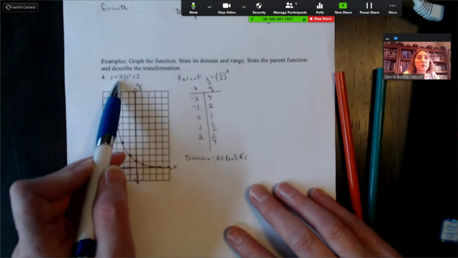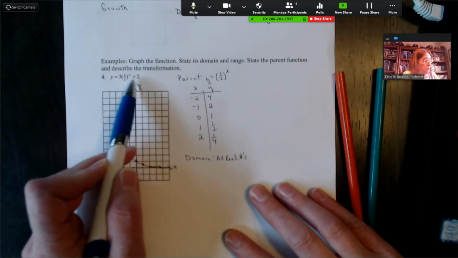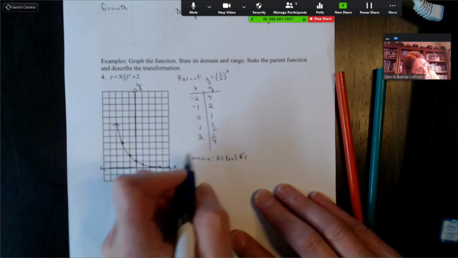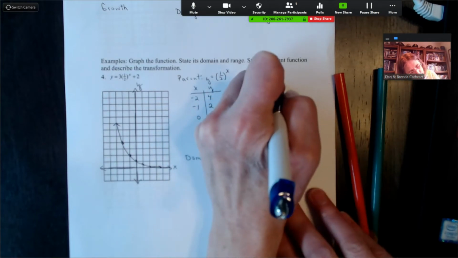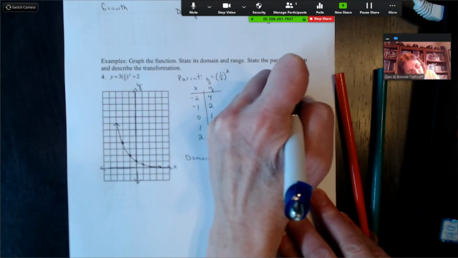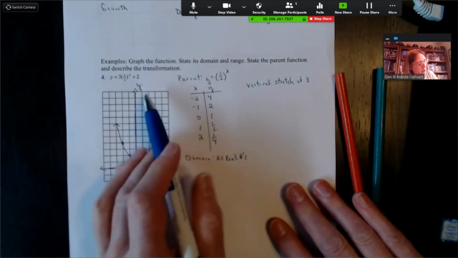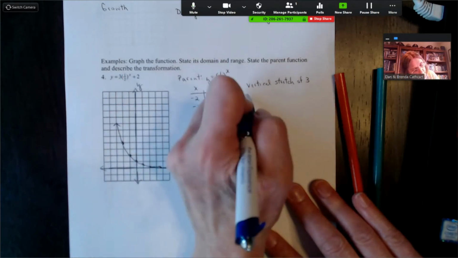And now let's take a look at our equation. We see that we have 2 transformations. We have the multiplying by 3 and the adding 2. So multiplying by 3 is a vertical stretch of 3, and a vertical translation up 2.